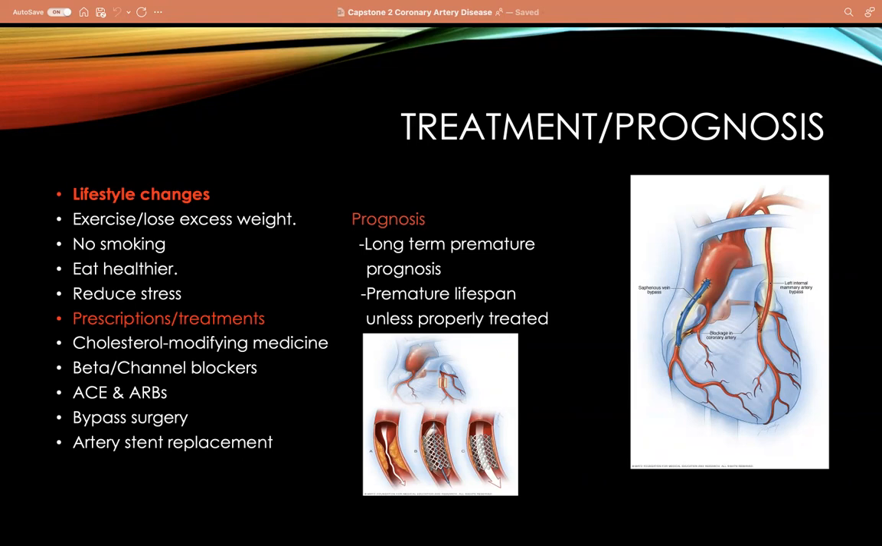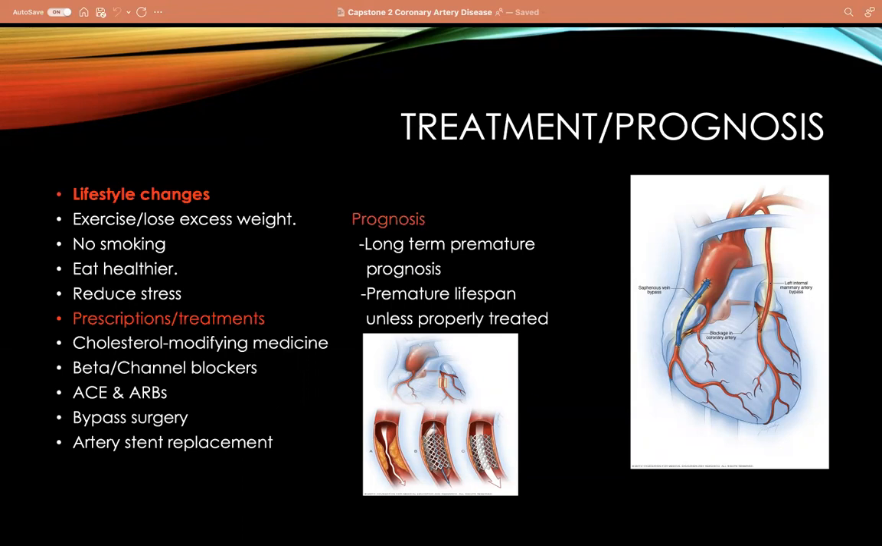Along with beta blockers, it is prescribed with calcium channel blockers, and these channel blockers will help improve symptoms of chest pain. The next prescription is ACE and ARBs, and these drugs will also help decrease blood pressure and may also prevent progression of the coronary artery disease.